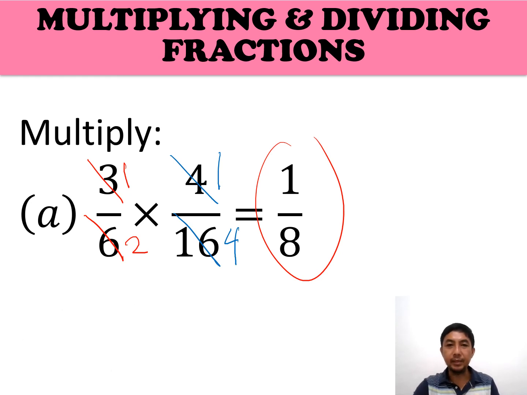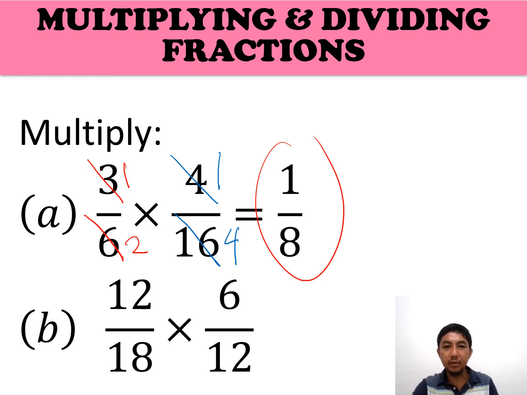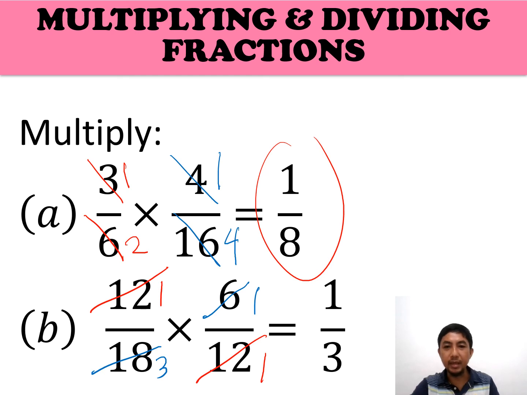Okay? So, let's try another example. Suppose you are given 12 over 18 multiplied by 6 over 12. So, i-simplify po muna natin before tayo mag-multiply. For example, yung 12 dito, pwede mong i-cancel na. Or you can say 12 divided by 12 is 1. 12 divided by 12 is also 1. Then after that, yung 6 and 18. Obviously, 6 and 18 are both divisible by 6. So 6 divided by 6 is 1. 18 divided by 6 is 3. Then you multiply. So 1 times 1 is 1. 3 times 1 is 3. So you are given now 1/3.